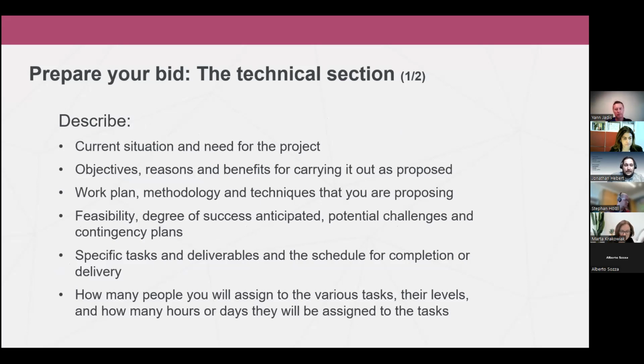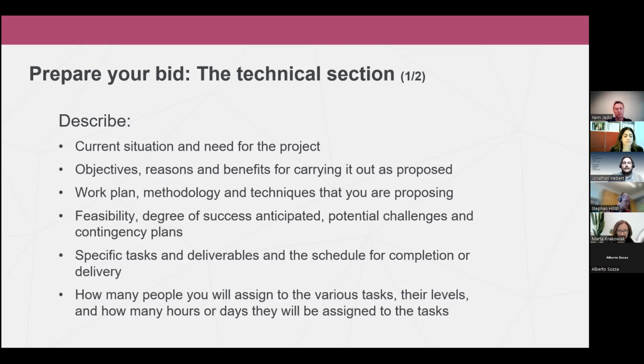So in your technical section, you're going to describe the situation, the need for the project, your objectives, your work plan. This is just some ideas of information that you would include in your technical section. Again, it's going to be different for every single one. Fill everything out as fulsomely as you can.